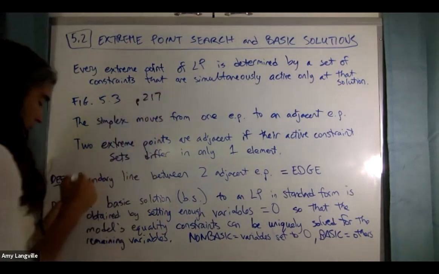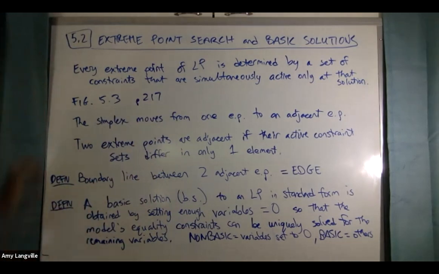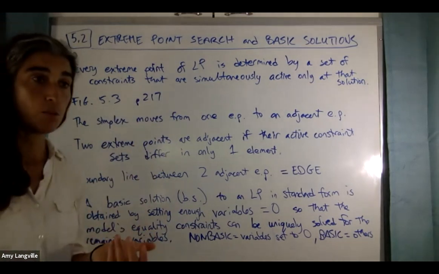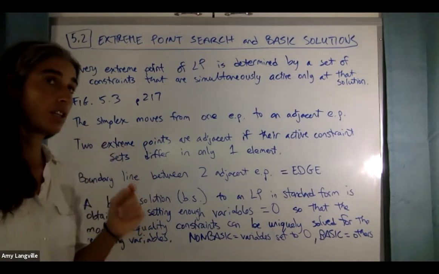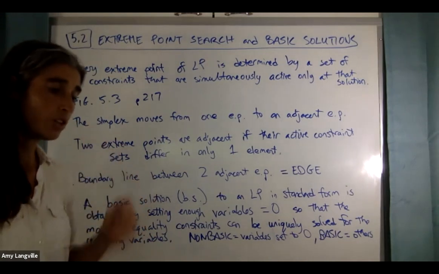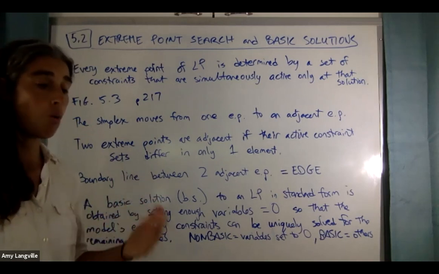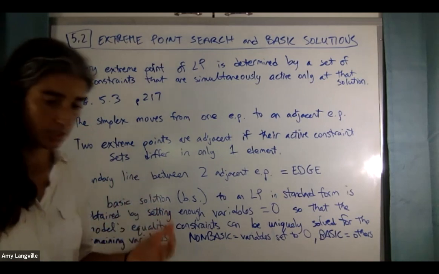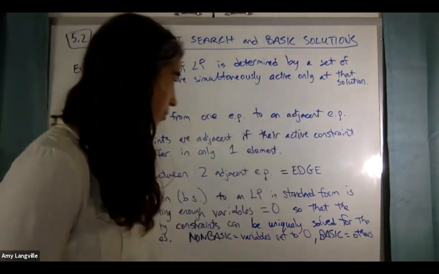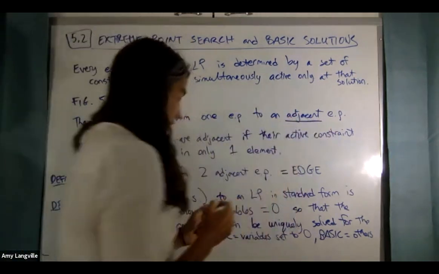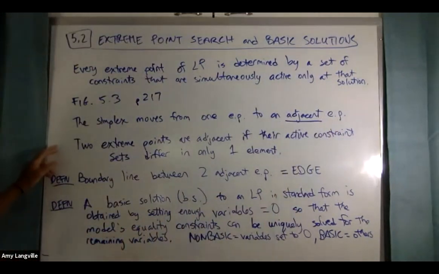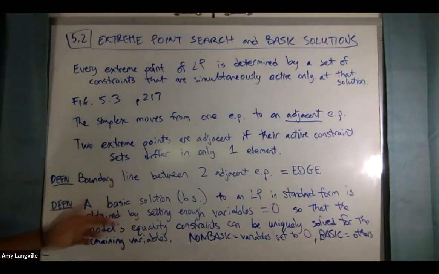Let's go through some of our terms here, though, some more definitions. The simplex algorithm is actually going to move. It's going to start with an extreme point, EP, and it's going to move from one extreme point to the next, always in an improving direction. And so actually, it's going to move to an adjacent extreme point. So that's something we need to define. Two extreme points are adjacent if their active constraint sets differ in only one element of the set. Again, we'll see this in an example in a moment. And then an edge is a boundary line between two adjacent extreme points.